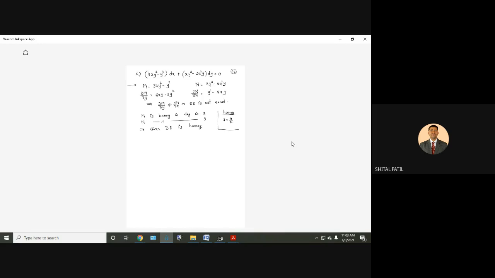Now write, the integrating factor is, since the differential equation is non-exact and it is homogeneous, therefore the integrating factor is 1 upon xm plus yn. You can skip a few steps. Always you can skip a few steps. Usually I write more steps. Simplify.